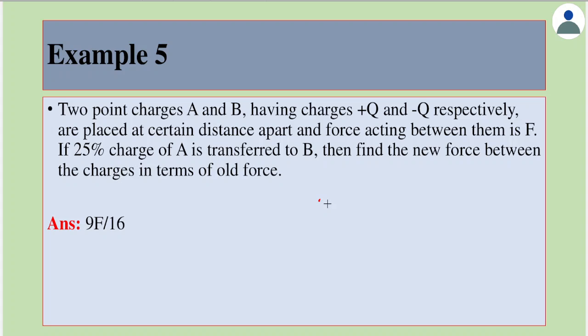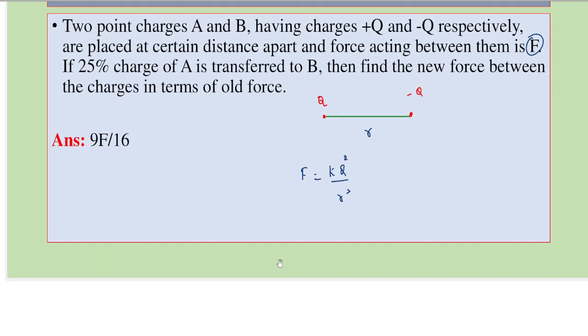So let the charges be Q and minus Q, and let their separation be some R. So the distance between them, let it be R. In this case, the force is called as F. So from here, F is equal to K into Q into Q only, because we take only magnitude. So Q square by R square. This is the old force.